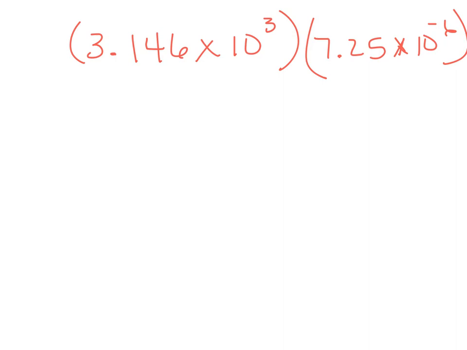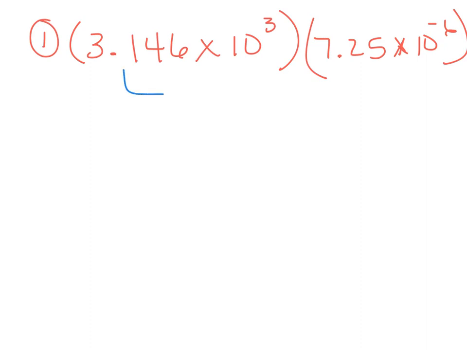Okay, problem number 1 is you're going to take 3.146 times 10 to the third times 7.25 times 10 to the negative sixth. And I want you to write your answer in both correct scientific notation and standard or decimal notation. Okay, so pause the video and go ahead and do the problem. When you're ready, come back and watch me work it out.